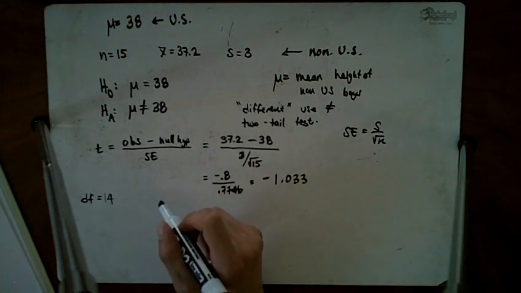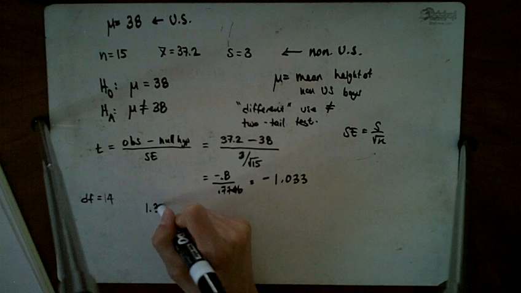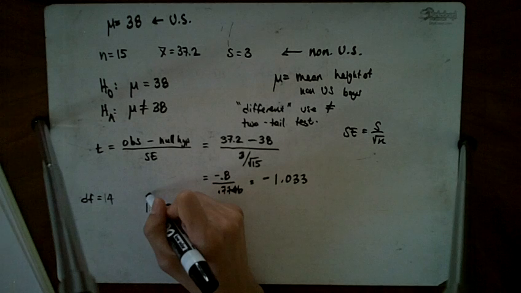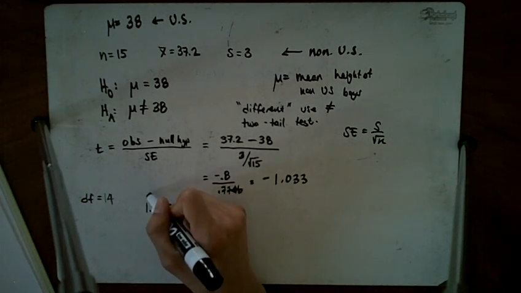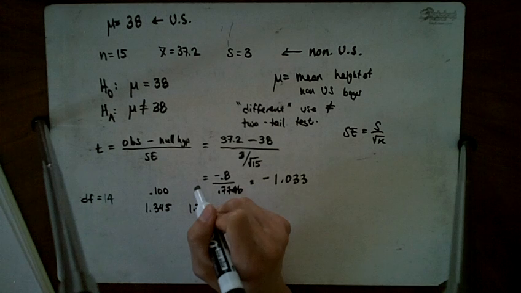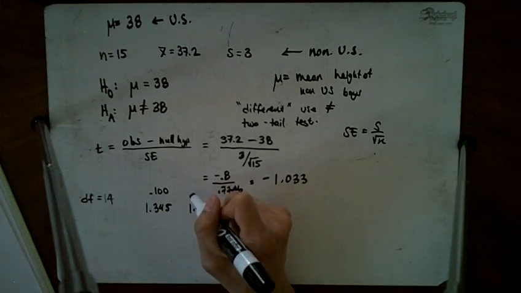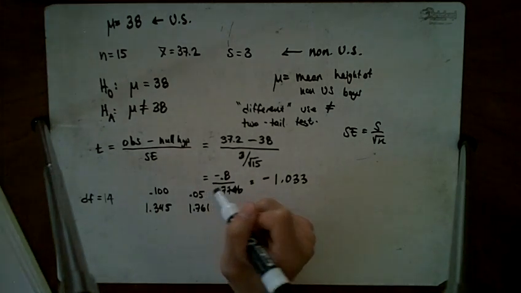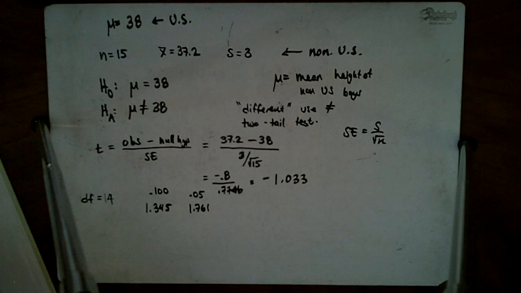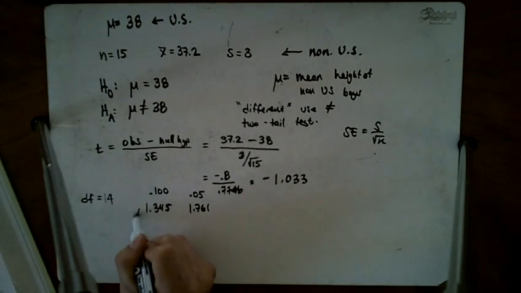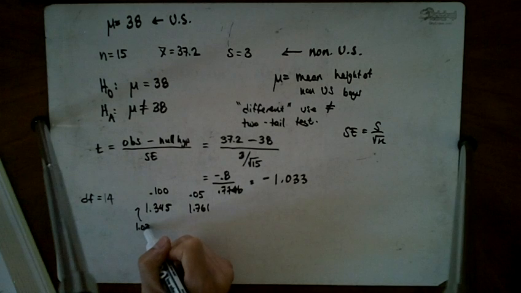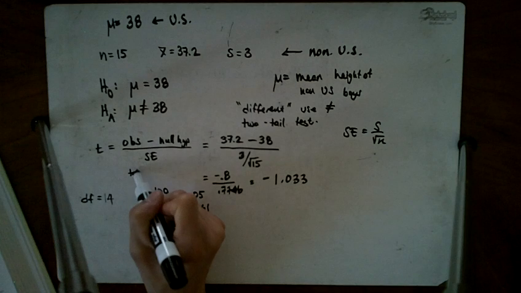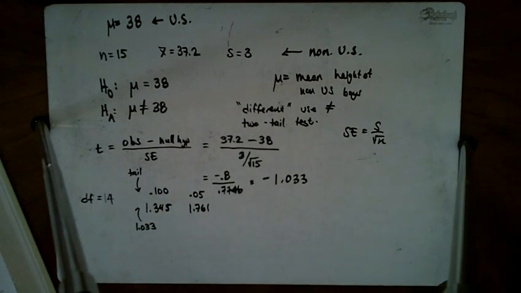For 14 degrees of freedom, the smallest number I see is 1.345, and the next number is 1.761. 1.345 corresponds to a tail probability of 0.100, or 10%, and 1.761 corresponds to a tail probability of 0.05. So my number, 1.033, if I were to put it in the lineup, would be right there, smaller than 1.345, which means my tail probability would be greater than 10%.